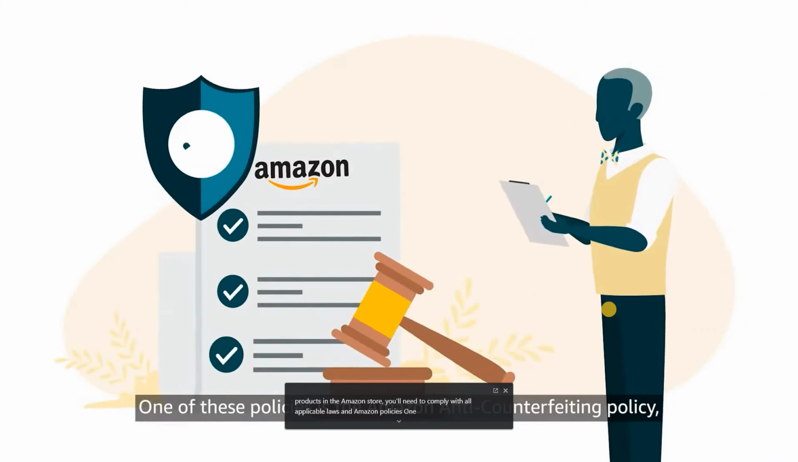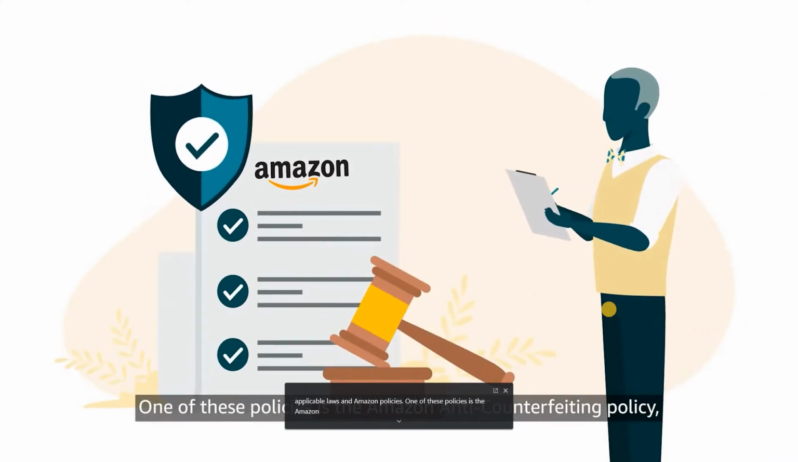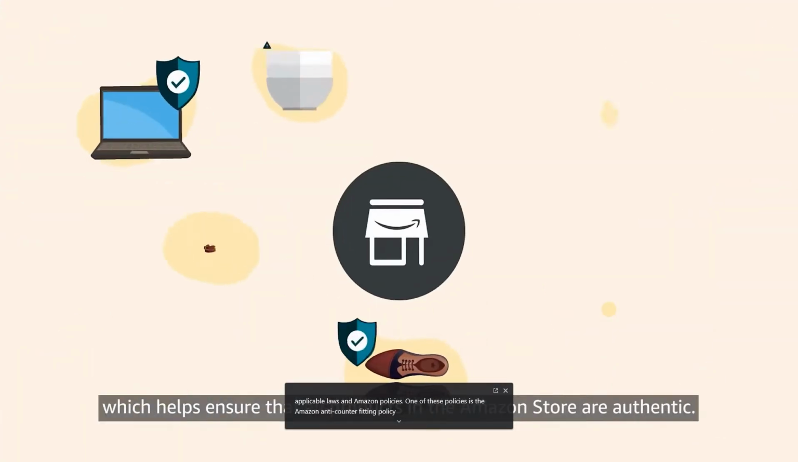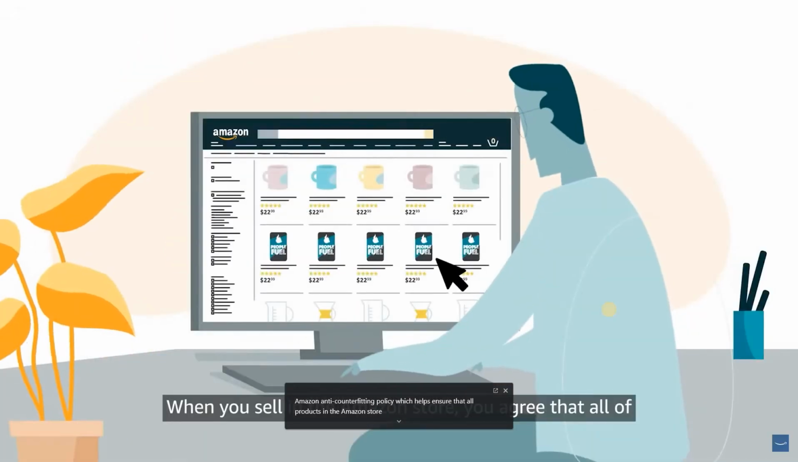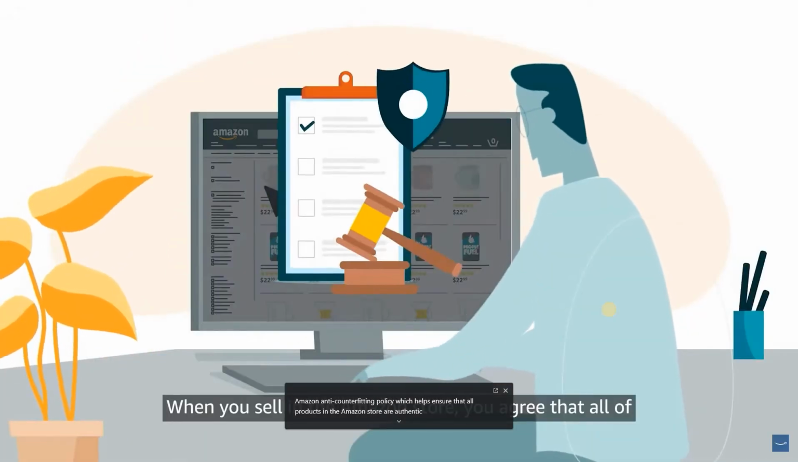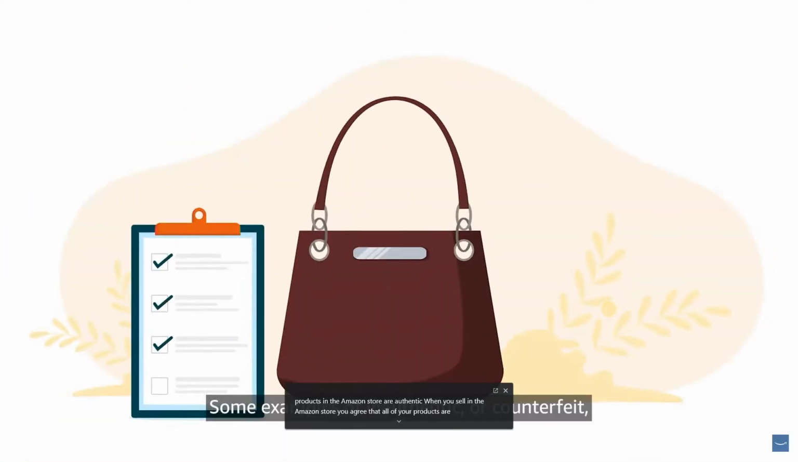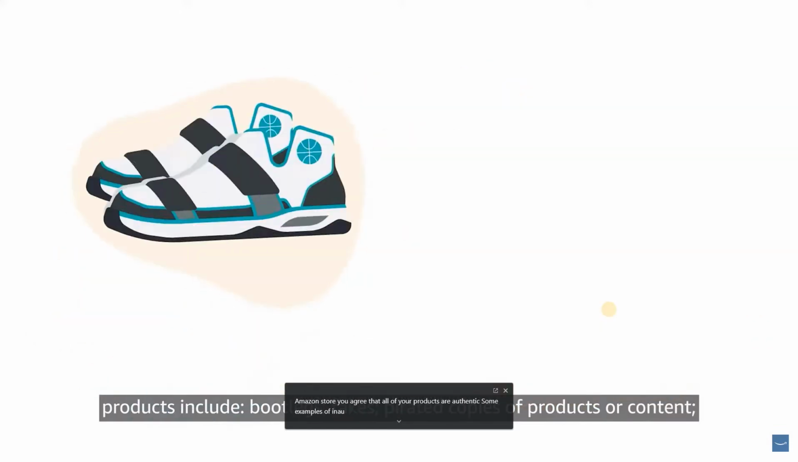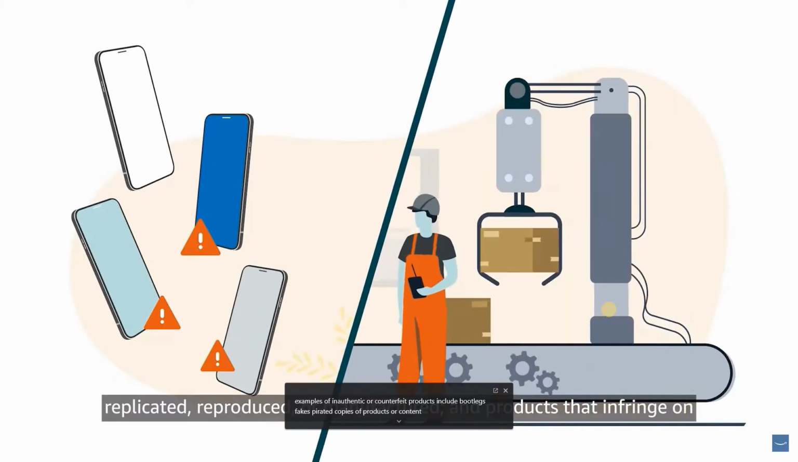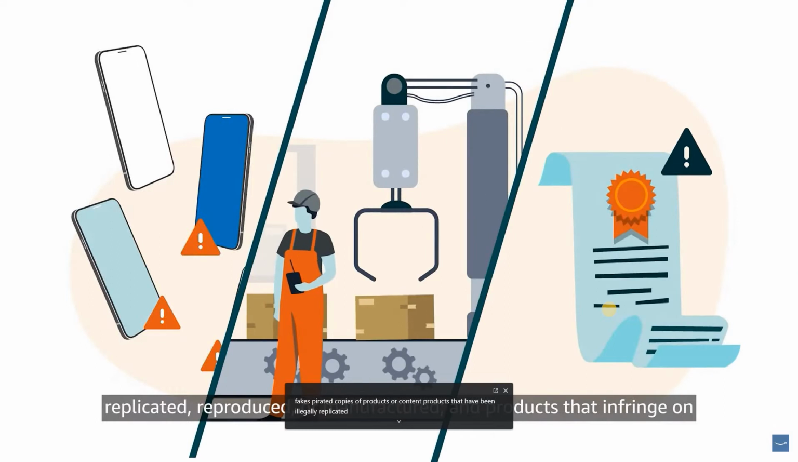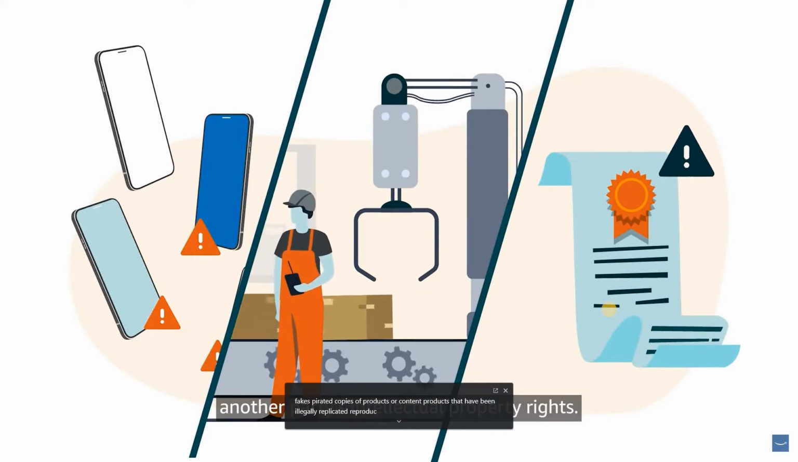One of these policies is the Amazon anti-counterfeiting policy, which helps ensure that all products in the Amazon store are authentic. When you sell in the Amazon store, you agree that all of your products are authentic. Some examples of inauthentic or counterfeit products include bootlegs, fakes, pirated copies of products or content, products that have been illegally replicated, reproduced, or manufactured, and products that infringe on another party's intellectual property rights.